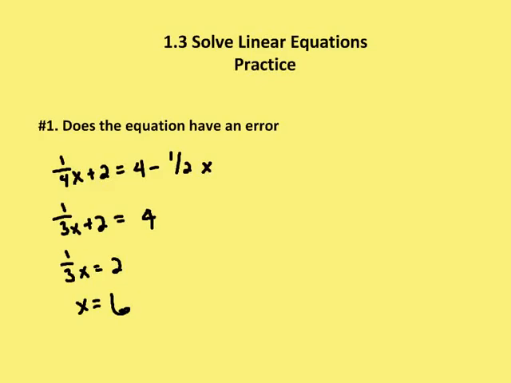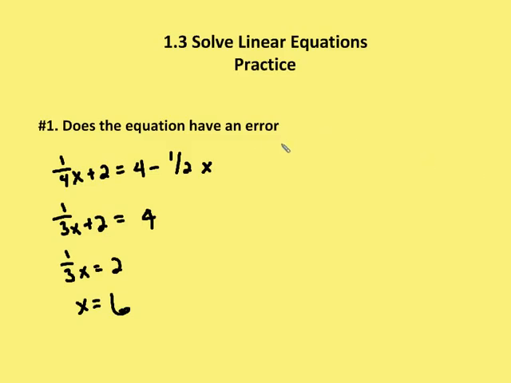In this edition of Auten Math, we're going to tackle some simple problems in solving linear equations. The first question asks, does this equation have an error? So let's go through the process of solving this equation. The first thing we always want to do is get the variable in a linear equation on its own, or isolate the variable. So I'm going to compare my work to the work that's done in the problem.